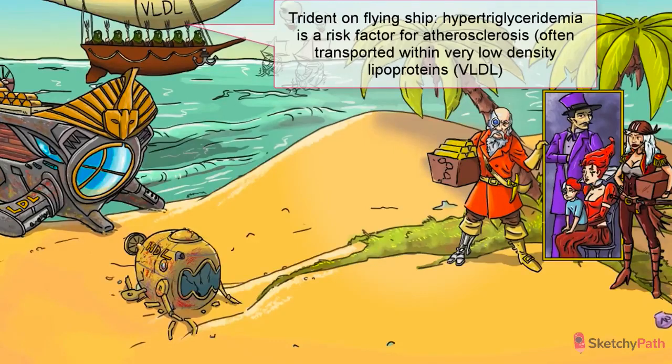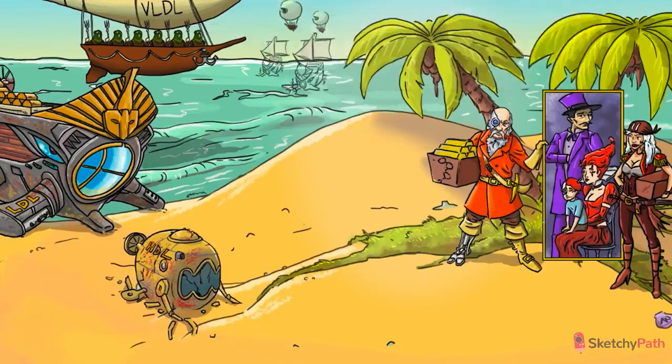Represented, as usual, by our triglyceride tritons. Triglycerides from the diet are loaded onto chylomicrons from the intestine and sent off into the circulation. A lot of these triglycerides end up on VLDLs as well. This is measured as serum triglycerides and has been shown to be a risk factor for atherosclerosis.